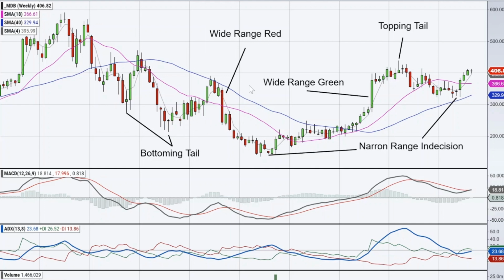Now, when it comes to these wide range red and wide range green, in a lot of my videos, I basically call them monster green, monster red. What we want to be looking at is where they're taking place.